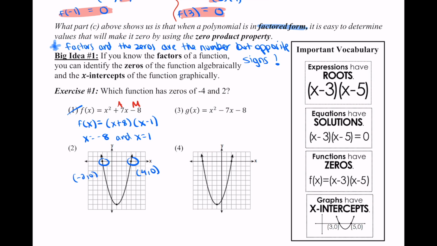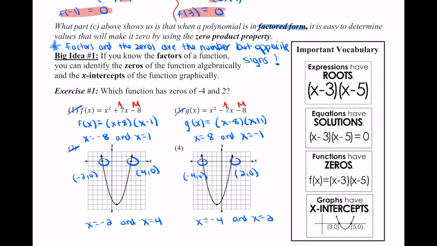So our zeros are our x values from our x-intercepts. So that would be x equals -2 and x equals 4, which is not our answer. At this time, I'd like you to pause the video and find the zeros of answer choices 3 and 4. Resume the video to check your answers.